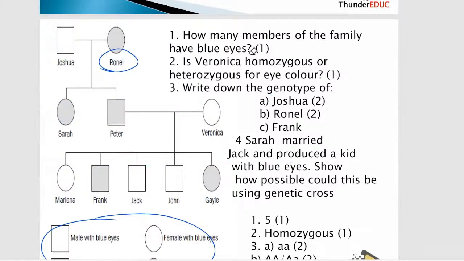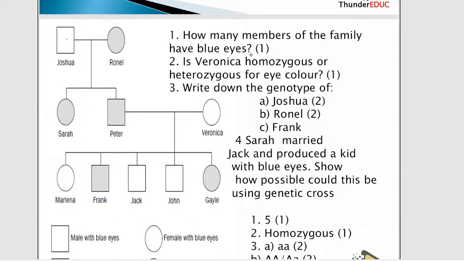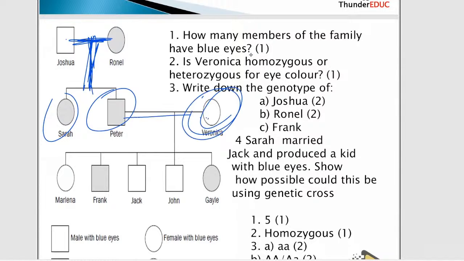What does this mean? This means there is marriage, intermarriage. And then this means there is a baby. These are the babies they have produced. Now, this is not linked to this. It means that this one got married to this guy. So Veronica is just someone who got married in.